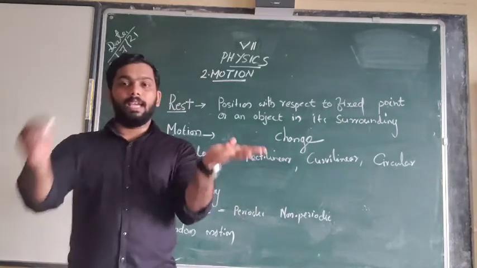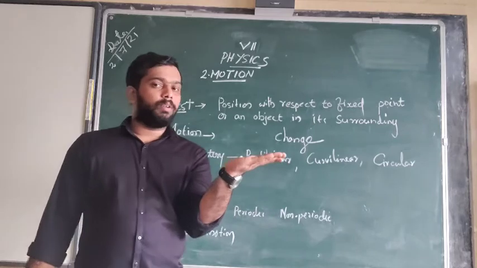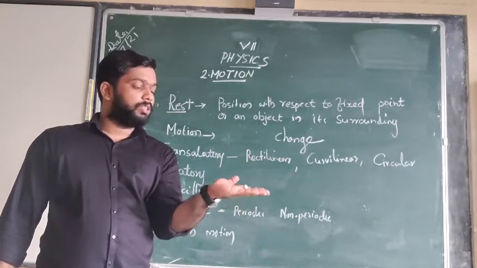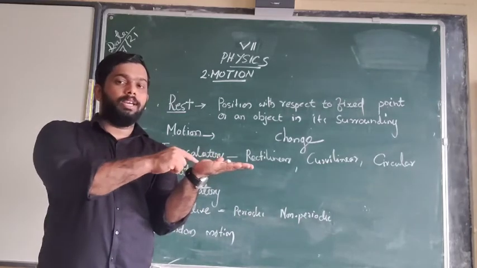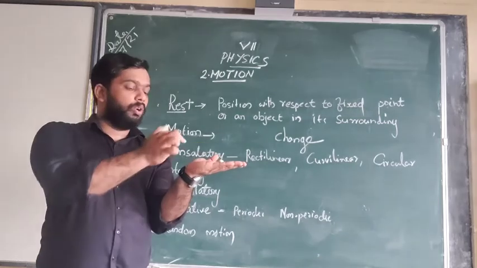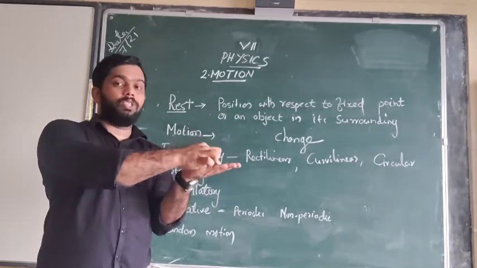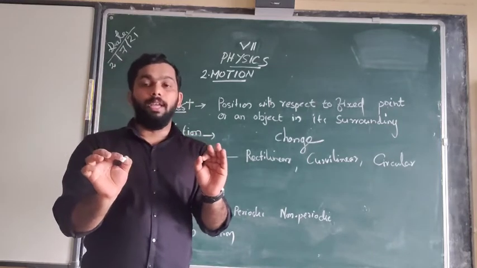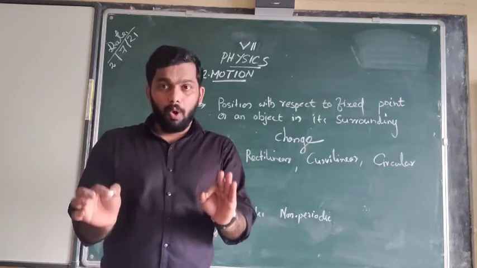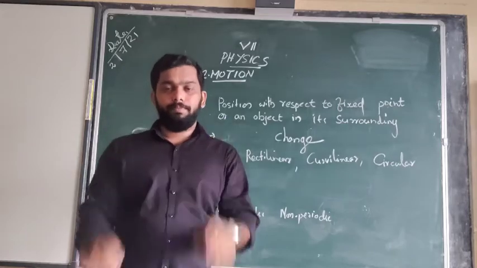For example, I kept this chalk on my palm. Then I am observing it, rolling and rolling, and it has reached somewhere here. Earlier I kept it here, and after 2-3 seconds I have seen that it is here. So the position with respect to my palm surrounding has changed. If the position of the body changes with respect to time, with respect to its surrounding, we can say that the body is under motion.